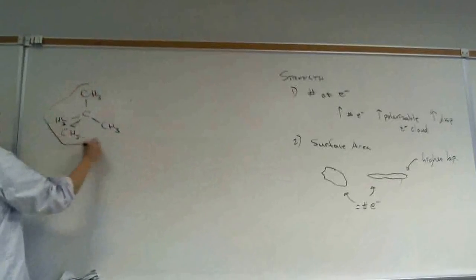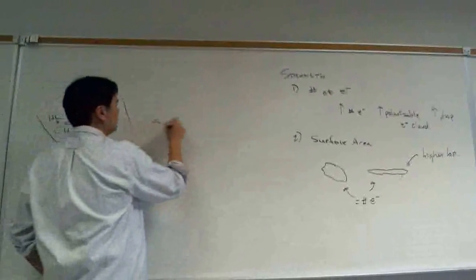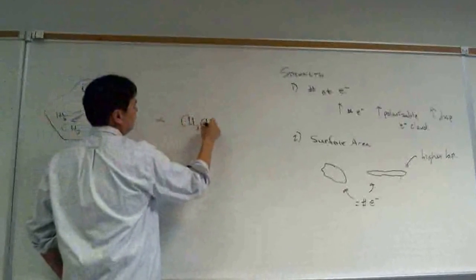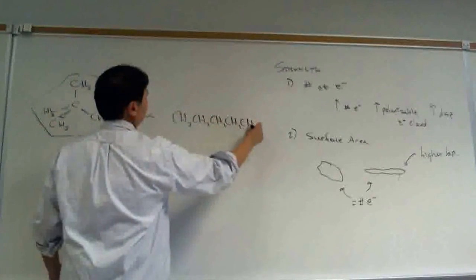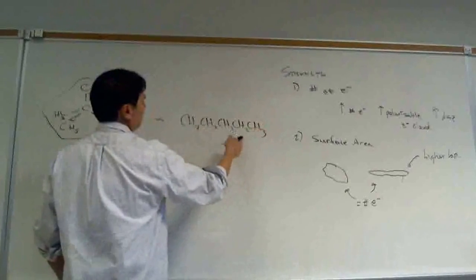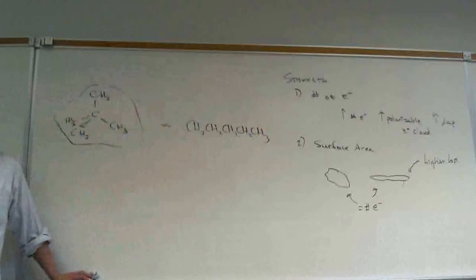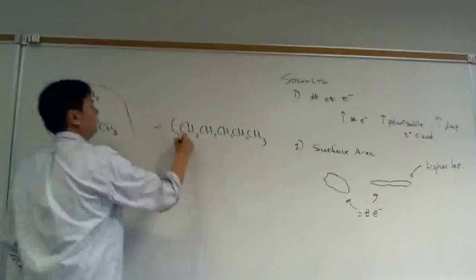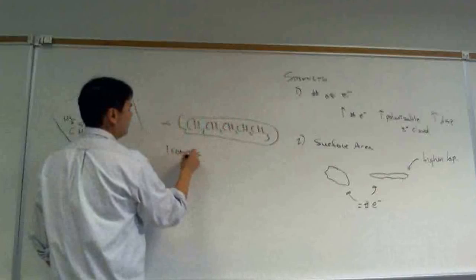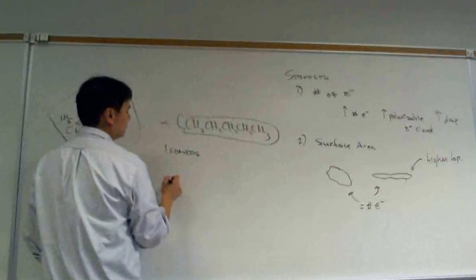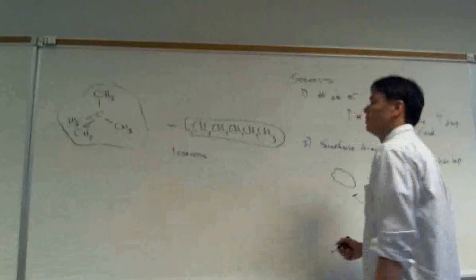So you have a molecule that's spherical, versus a molecule that's straight chain. These both have the same number of electrons. They're both the same formula. These are called isomers. Isomers is the same formula, different structure. Which one's going to have a higher boiling point?